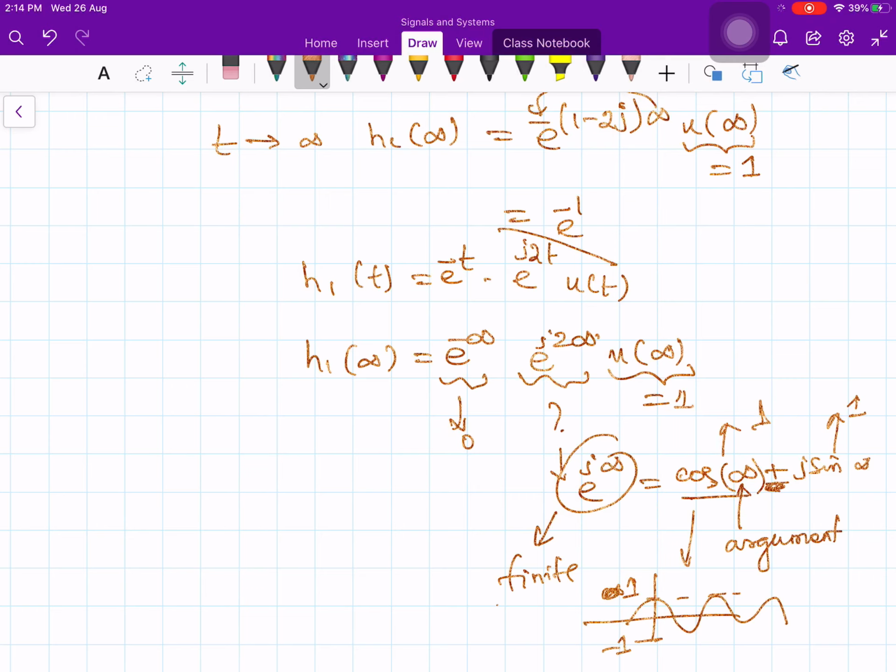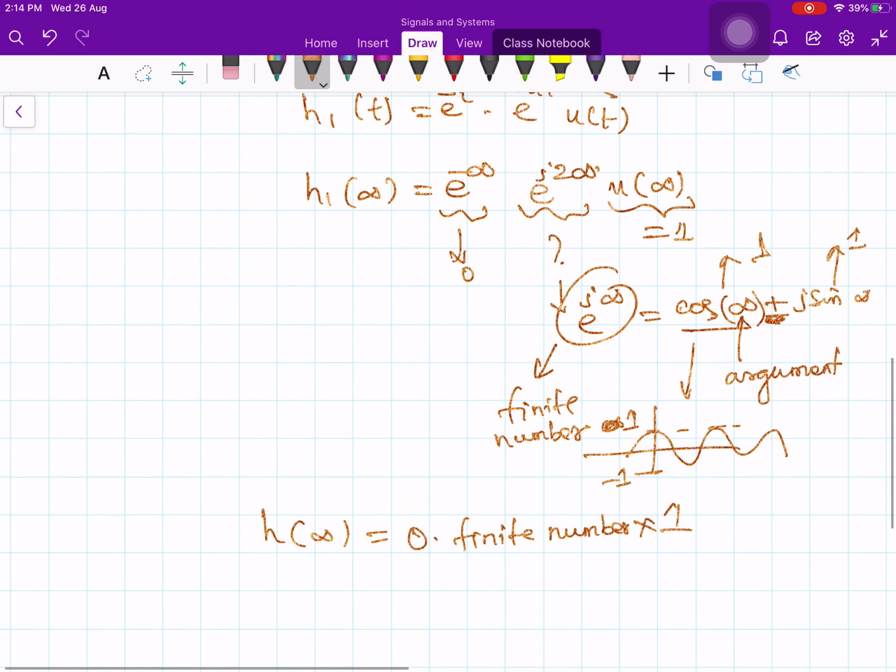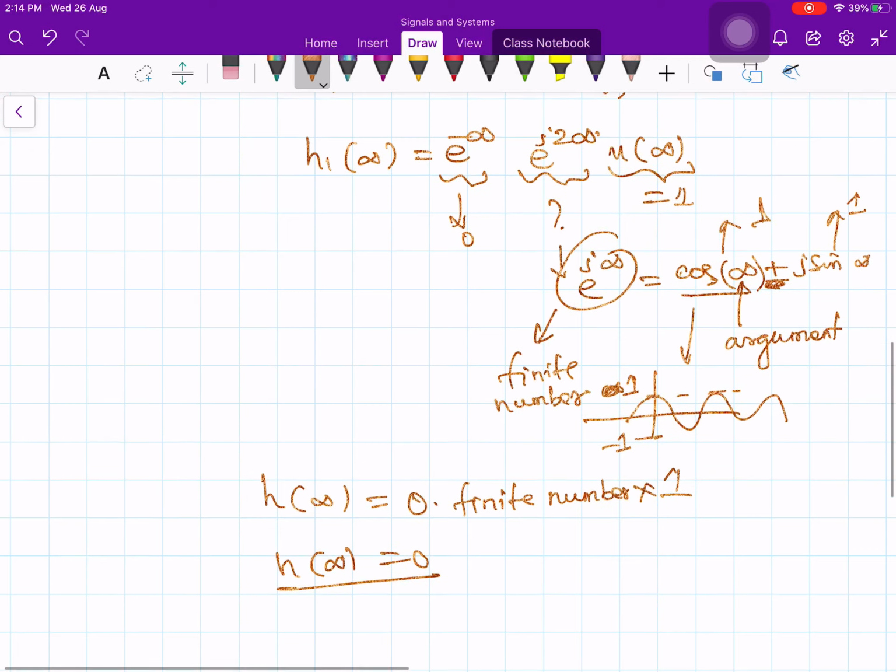Therefore your h of infinity is equal to 0 times a finite number times 1. So this is going to be 0. So if we substitute all range of values, it is going to be a finite value. So for all time the system produces stable output. So the system is stable, or you can test whether it is absolutely integrable.